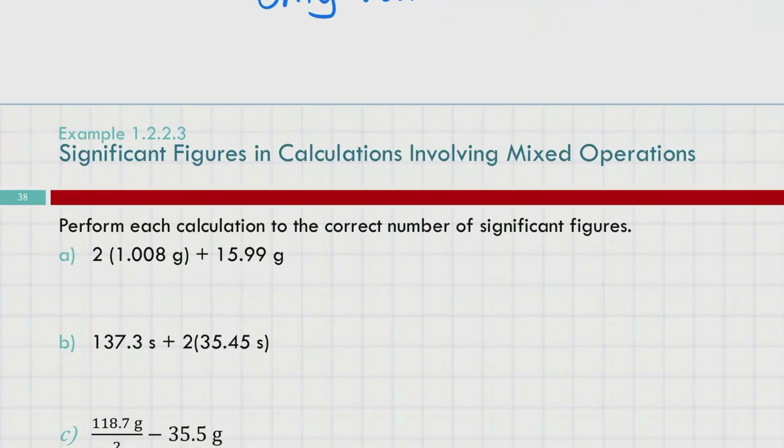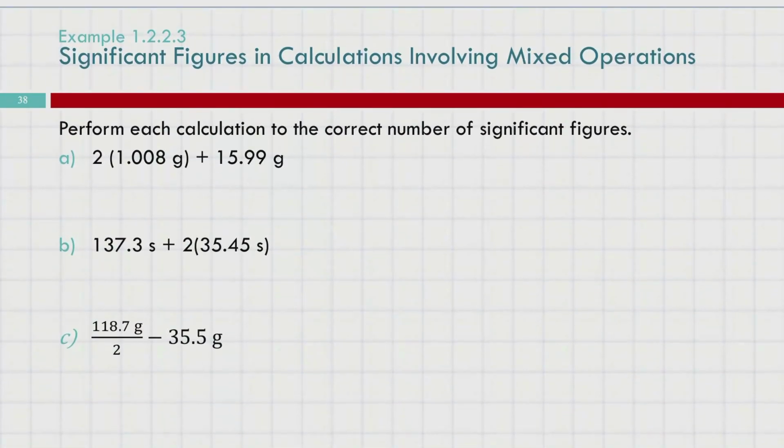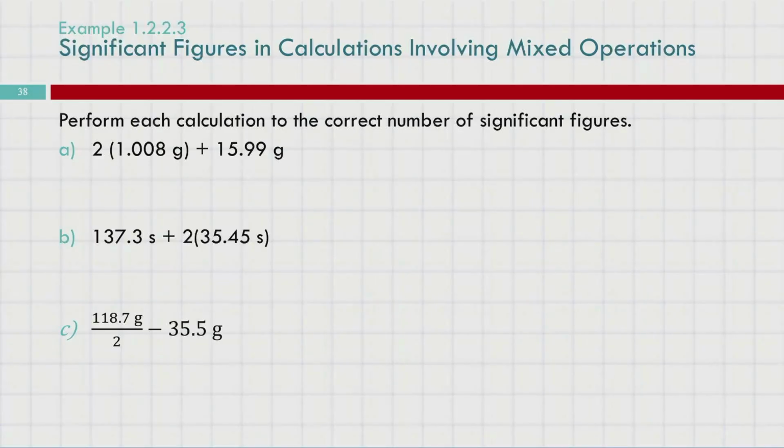So we've got some mixed operations. We've got some extraneous, unnecessary parentheses. We've got 2 times, secretly there's a times there, 2 times 1.008 grams plus 15.99 grams. Keeping in mind PEMDAS, we're not doing anything inside the parentheses. The parentheses is just keeping that number separate from the 2. So we can skip that.